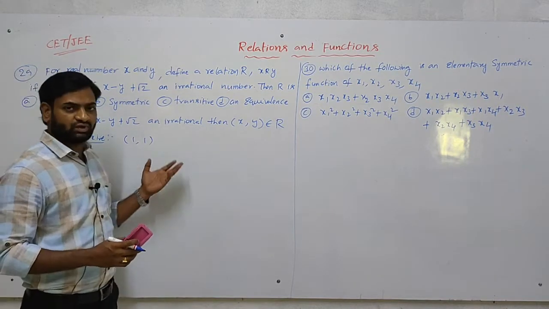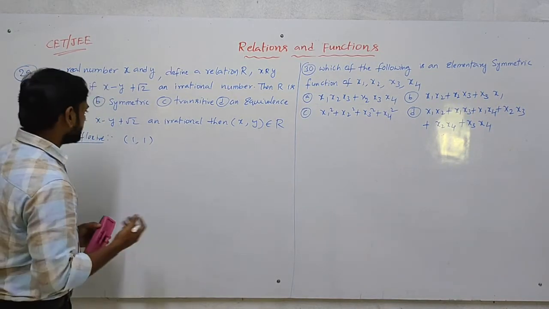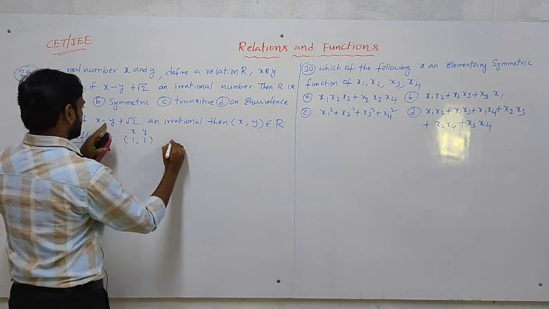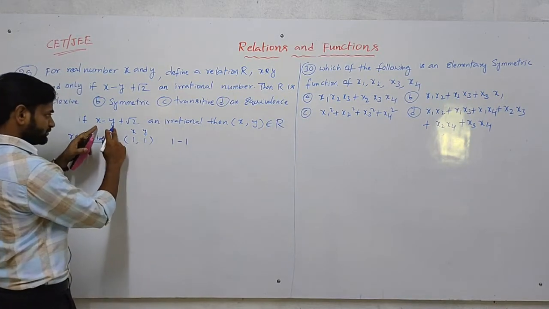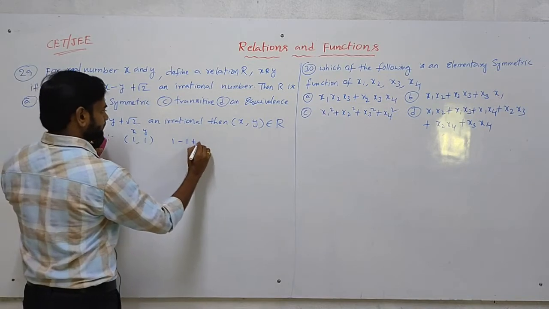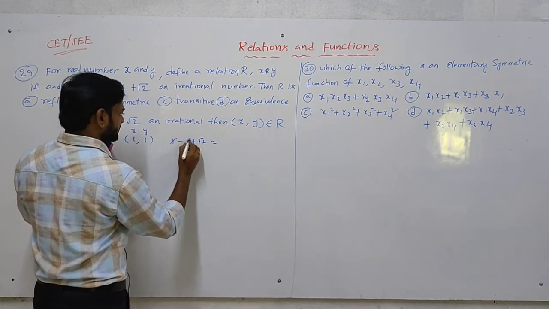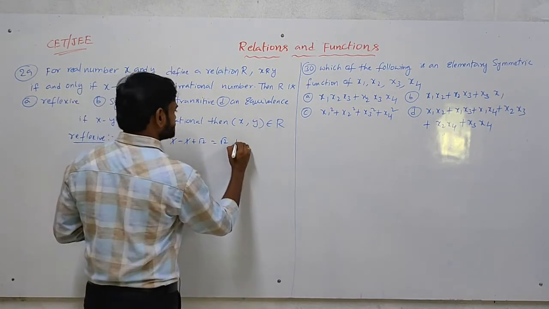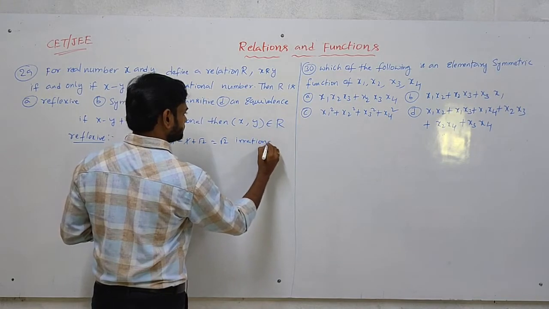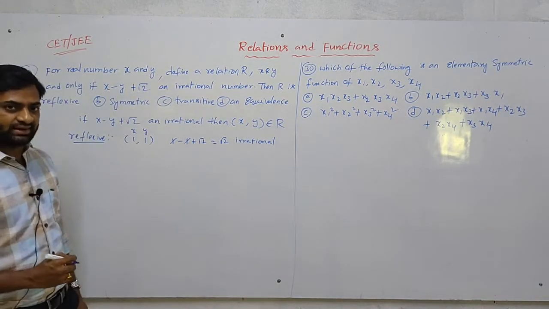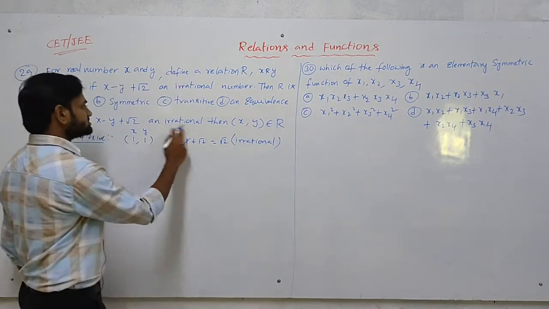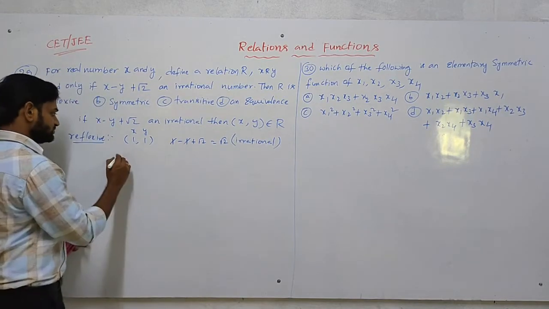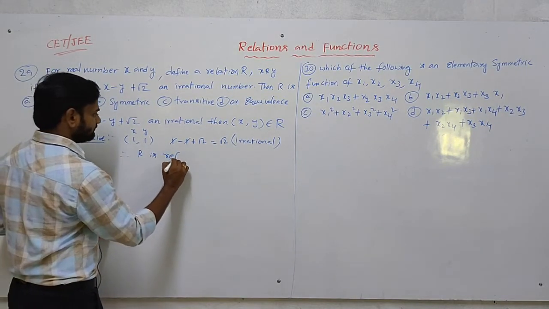Or you can take x comma x, y comma y also. No issues, I am taking 1 comma 1. This is x, this is y. Just substitute: x minus y plus root 2 gives 1 minus 1 plus root 2. Now what is the answer? The 1s get cancelled, that is root 2. Now is root 2 rational or irrational? It is irrational. The condition is irrational, and we got irrational. So R is reflexive.